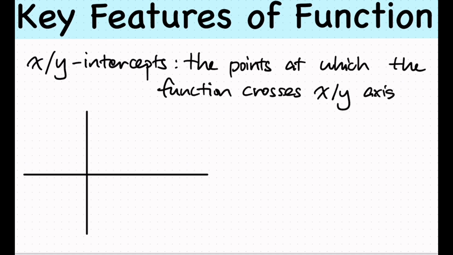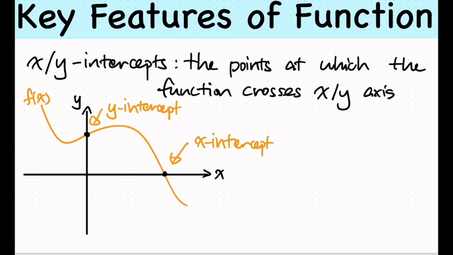And then let me talk about x- and y-intercepts, which are also one of the most important key features of a function. So x- and y-intercepts represent the points at which the function crosses the axes. The x-intercept occurs when y is equal to 0, and the y-intercept occurs when x is equal to 0. So this is a random function that I just drew. Then this function has one y-intercept here and one x-intercept here.